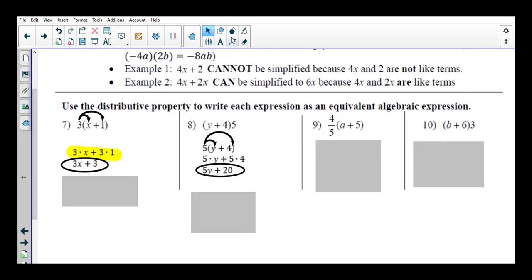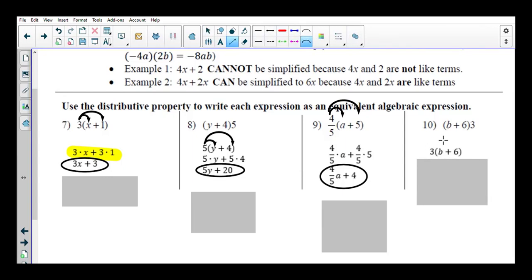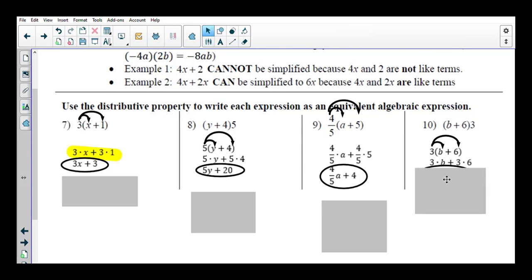All right, number 9, I'm going to distribute the 4/5 into the parentheses. So 4/5 times a and 4/5 times 5. It's going to look like this. 4/5 times a is just 4/5 a, and 4/5 times 5 is 4. All right, last one from this section. I'm going to move the 3 in front of the parentheses, and then I'm going to distribute that 3 into the parentheses. So take 3 times b and 3 times 6. You don't need to write those arrows, but if it helps you, feel free to do that. 3 times b is 3b. 3 times 6 is 18. We get 3b plus 18.